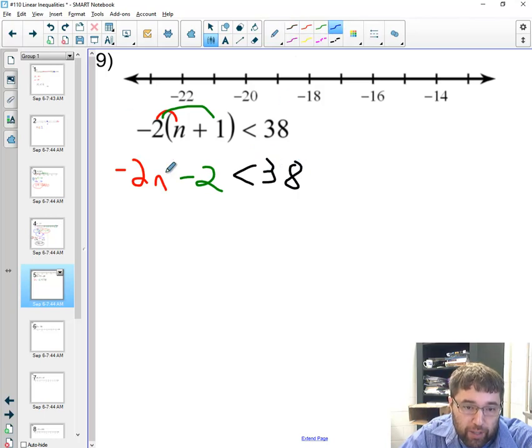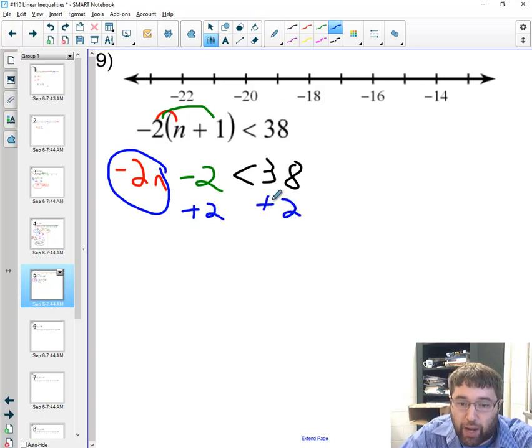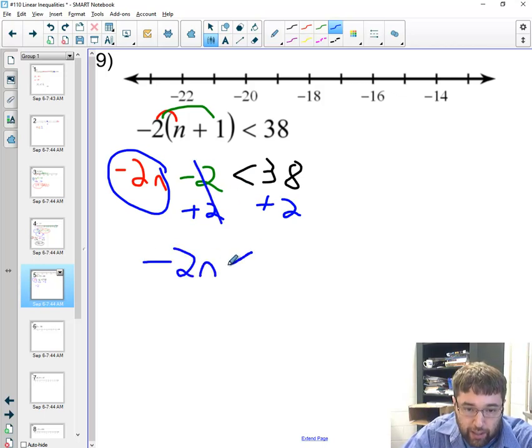So now I circle the variable, take care of the hater. I have negative 2, so I add 2 to both sides. Because I'm adding or subtracting, I don't change the inequality sign. These cancel out. I have negative 2n is less than 40. And now here's the hard part about this problem.